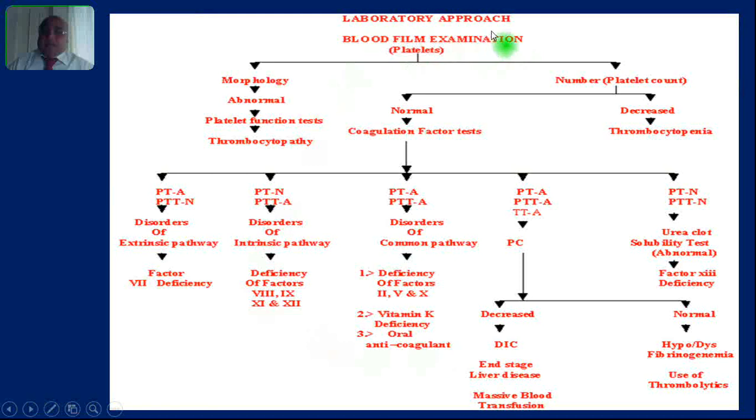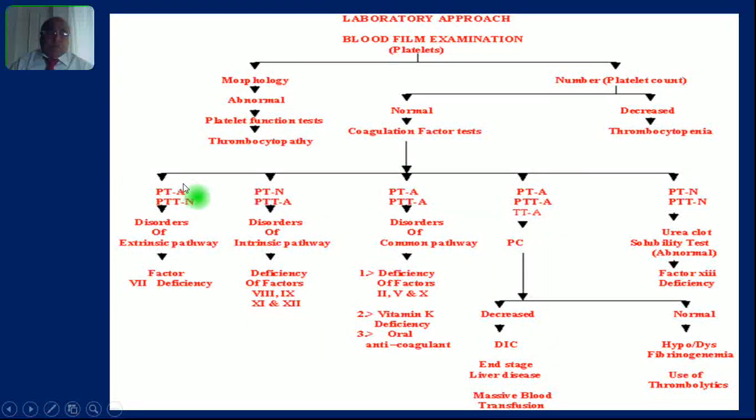So this is again laboratory approach. You have to do the blood film, you have to look for the platelet morphology. If the morphology is abnormal, you have to do the platelet function test. Probably the patient is having thrombocytopathy or functional abnormality of the platelet. And then you have to look for the number of the platelets. If the count is decreased, then it is thrombocytopenia. Suppose if the platelet morphology and the count are normal, then it is a case of coagulation factor defects.